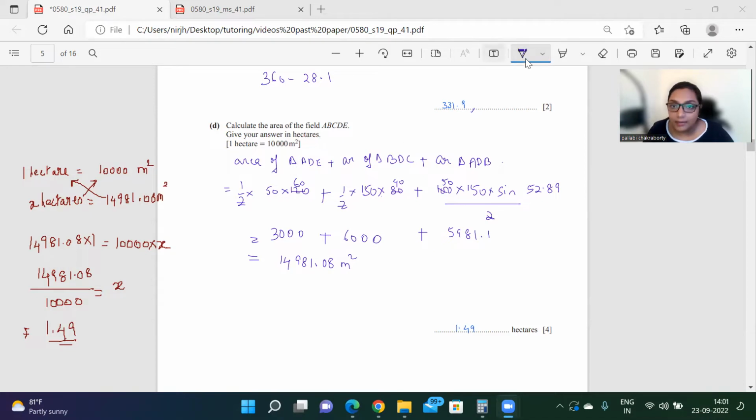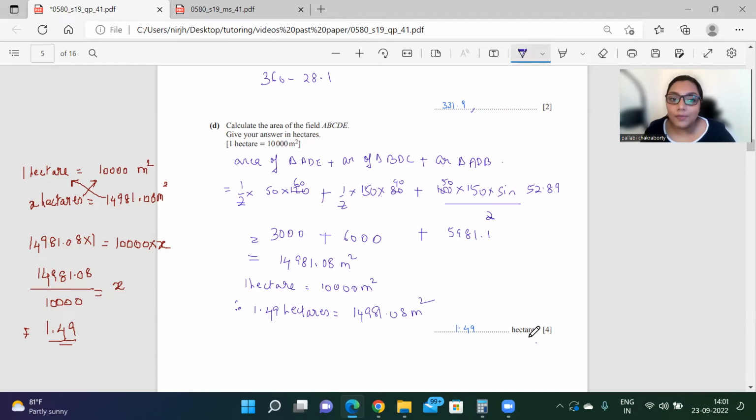Now, how much do you need to show? You can show the entire thing. Nobody will cut marks for that. Or you can say 1 hectare is equal to 10,000 meters square. Therefore, 1.49 hectares will be equal to 14981.08 meters square, and this becomes your answer. So you get 4 marks for this.